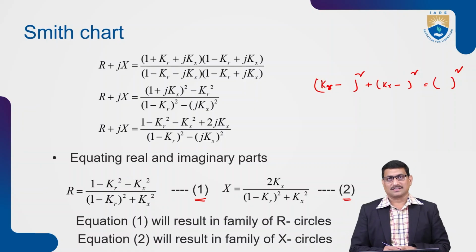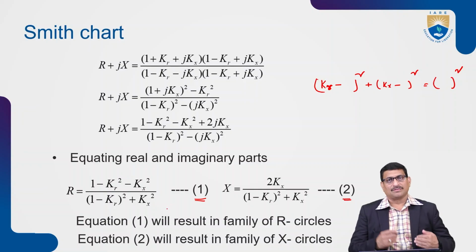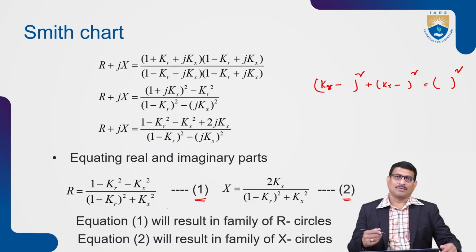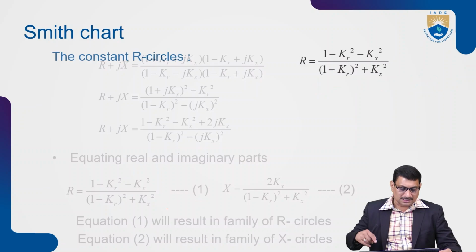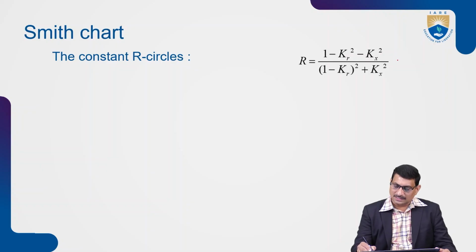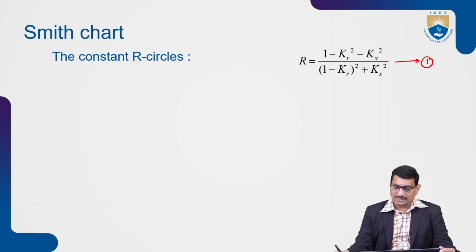So for that, I will now consider equation 1 separately and equation 2 separately, and see how to write this equation in the form of a circle equation. Let us now consider the constant r circles, or equation 1 where r is equal to 1 minus kr square minus kx square divided by 1 minus kr square plus kx square.